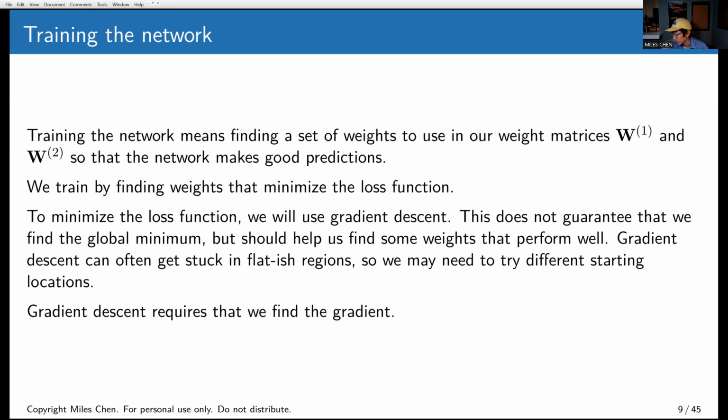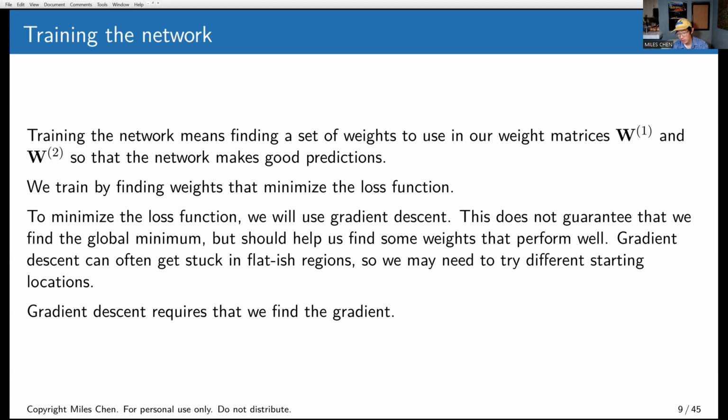So what did I say on this slide? I wrote, training the network means we're going to find the set of weights to use in our two weight matrices, W1 and W2, so that the network makes good predictions. We're going to do this by finding the set of weights that minimize the loss function, and to minimize the loss function, we're going to do gradient descent. Now, one thing to note is that gradient descent does not guarantee that it will even converge to a solution. It doesn't guarantee that it's going to find the global minimum, but gradient descent should help us find some weights that do perform well.